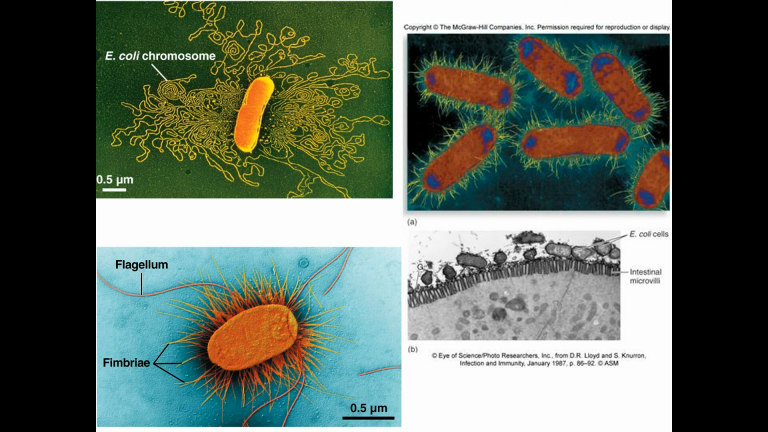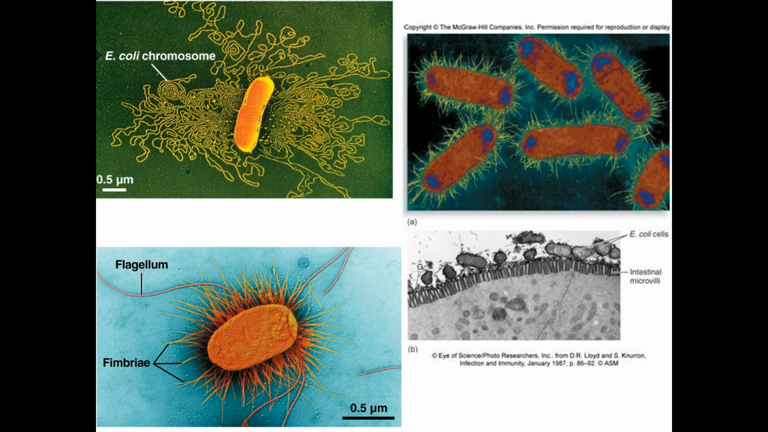So, virulence factors. Now, bacterial cells have flagella for motility. The flagellum of a bacterial cell and the flagellum of a eukaryotic cell are different in terms of structure, but they are similar in how they function.